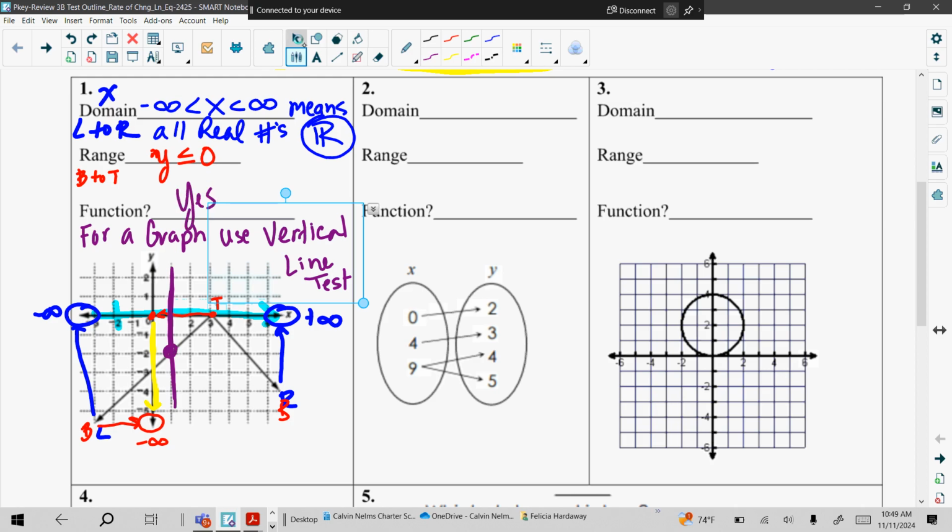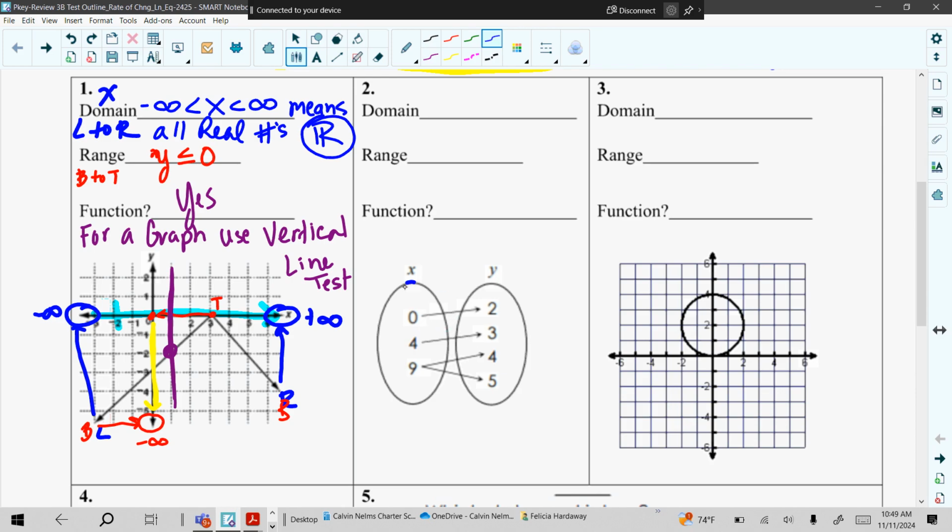So how do you determine off of a graph if it's a function or not? If the vertical line touches it twice or more, then what would that indicate? Not a function. It has to touch at only one time for it to be a function. Okay, so number 2, guys, is an example of mapping.